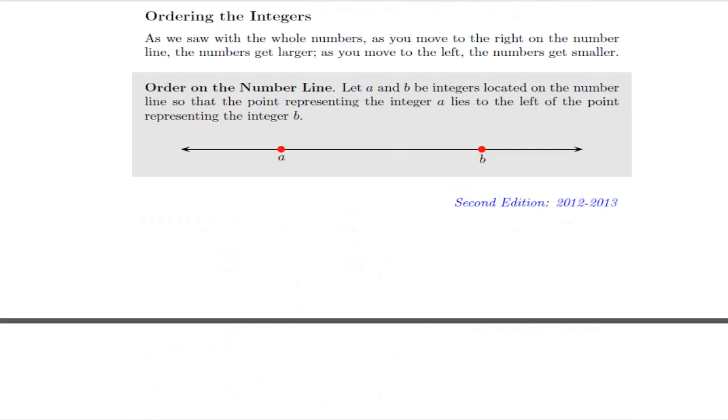Ordering the integers. As we saw with the whole numbers, as you move to the right on the number line, the numbers get larger. As you move to the left, the numbers get smaller. Order on the number line.